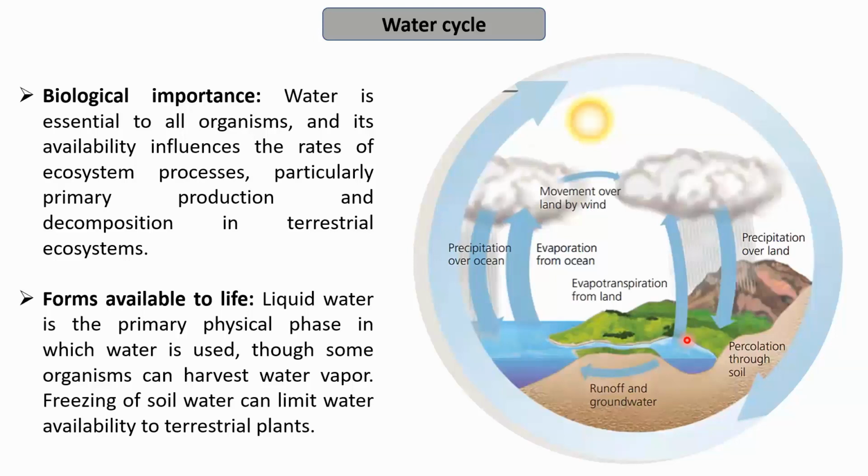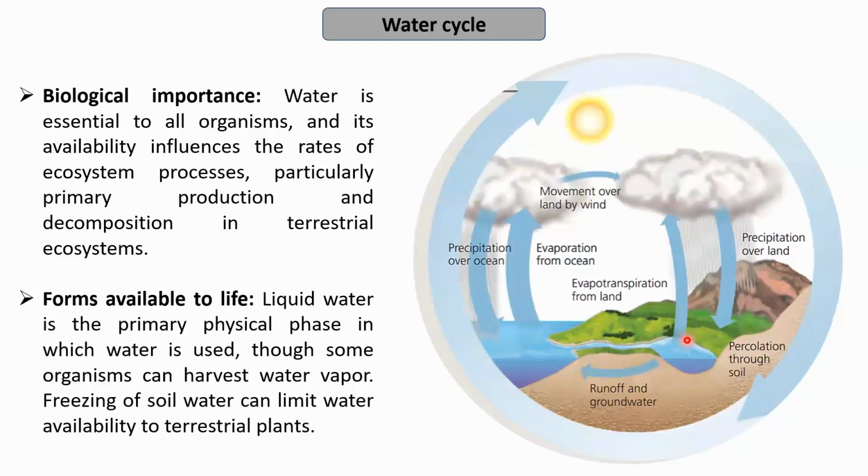We have learned the water cycle from very early in our life. We are studying the water cycle from earlier classes also. So what is the biological importance of water? Water is essential to all living organisms. We know that our body is made up of 70% water. Even the earth is covered with 70% water.